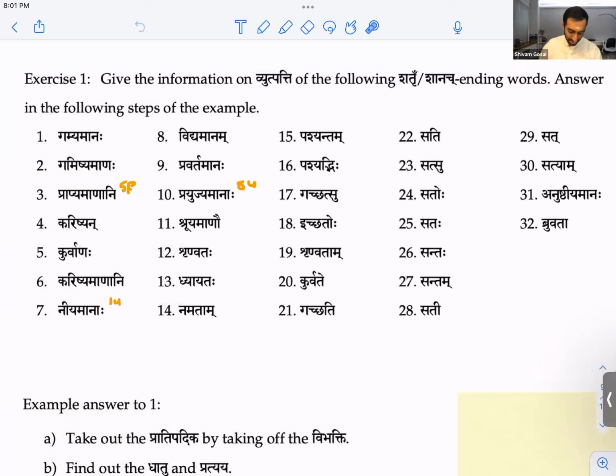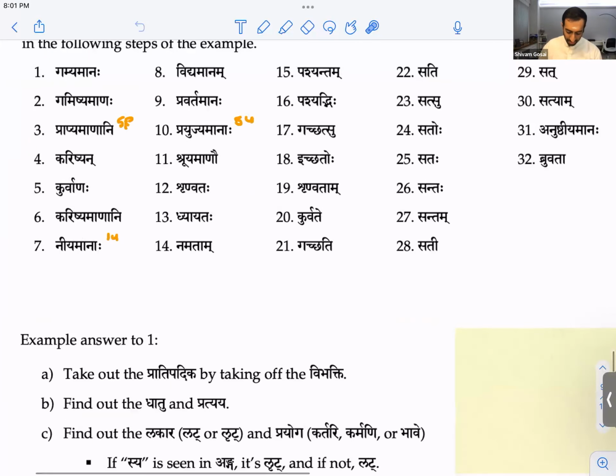So the first one, if we take gamyamanaha, we're going to take out the pratipadika by taking off the vibhakti. So if I take off the ending, it's just gamyamana, without the 1-1. The pratipadika is gamyamana, akaranta, punlinga or napumsakalinga, depending on the context. Now let's find out the dhatu and pratyaya.